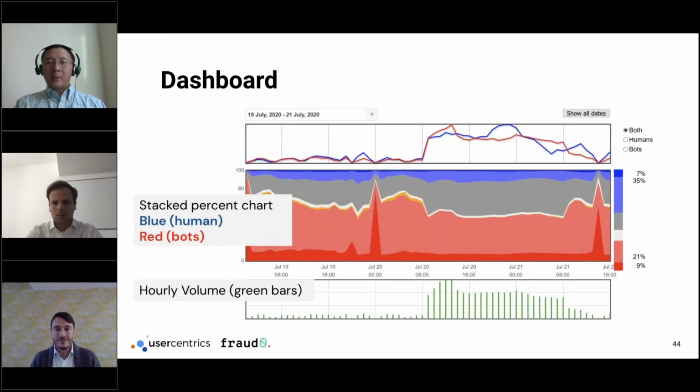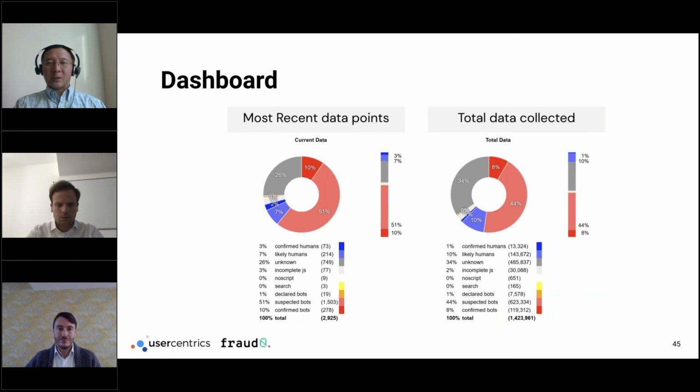So here, just to explain the colors, the dark red means bots and the dark blue means humans, right? Now we can see how that evolves over time. And at the bottom, you'll see the green bars, which tell you about the volume, right? So every hour we see the volume coming in. This is the screenshot from the dashboard. And then we're going to break down some of the other kinds of traffic.